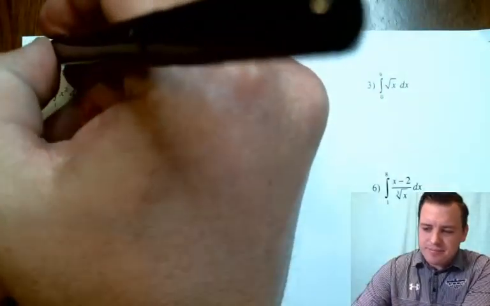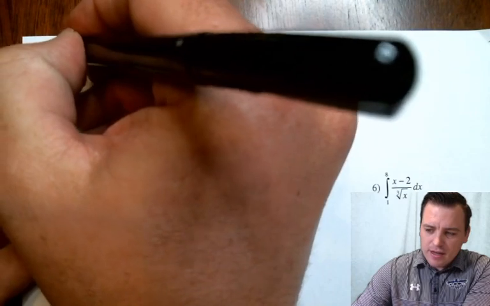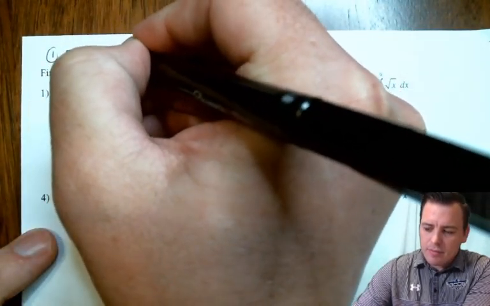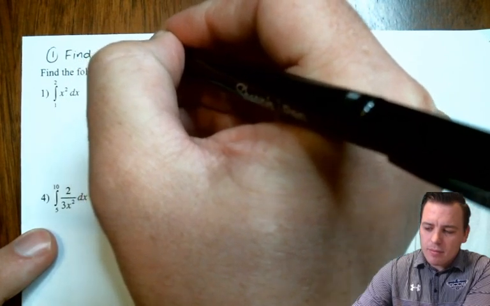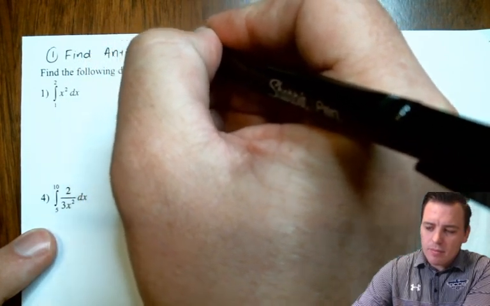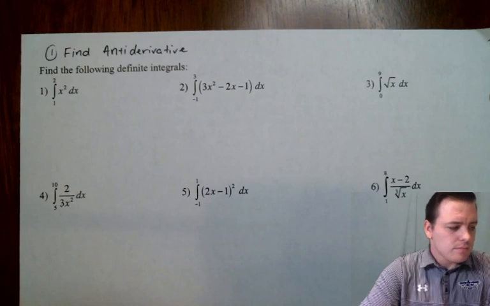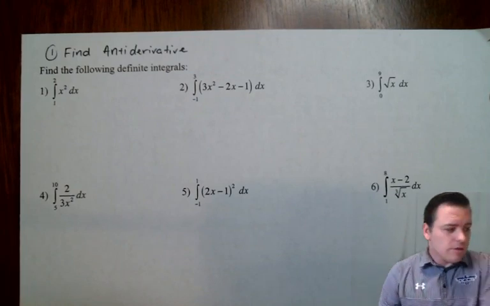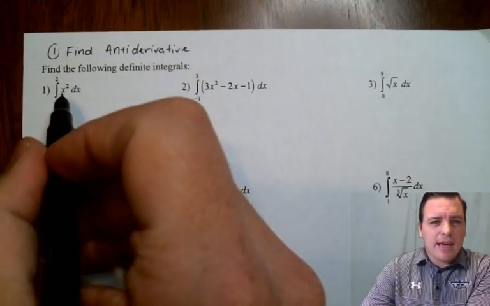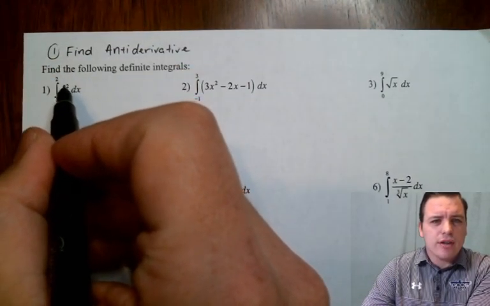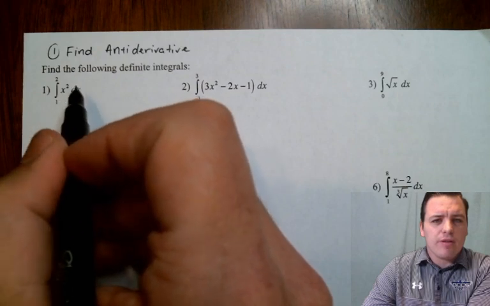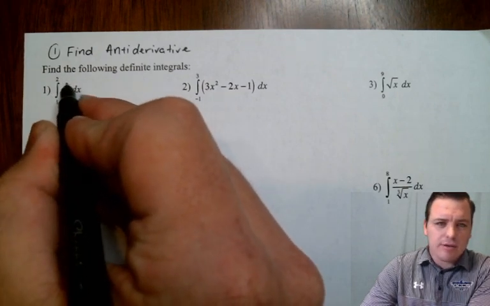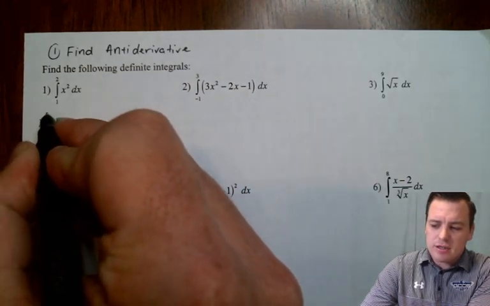First step, find the antiderivative. So if you guys can remember, when you have something like x squared, you add 1 to the exponent, and then you put whatever the new number is in the denominator. So the antiderivative of x squared would be x cubed over 3.